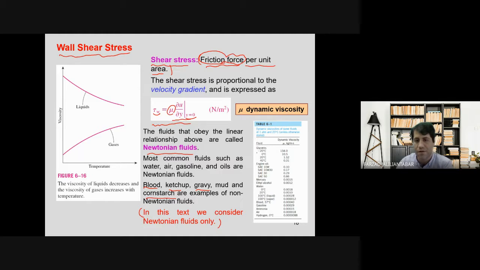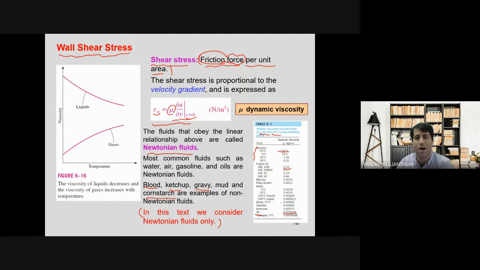Here in this table also you can see the dynamic viscosity of some fluids at 1 atmosphere and 20 degrees Celsius. And see here that viscosity for oil and glycerin, and especially at lower temperature, is higher. And then the gases, for example, you can see here the dynamic viscosity is very small compared to the engine oil or compared to the glycerin at negative 20 degrees.